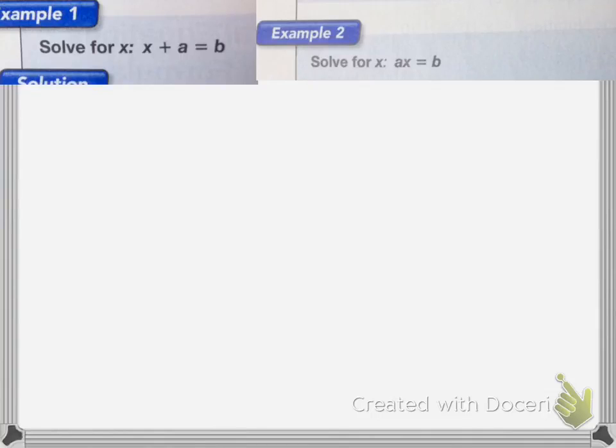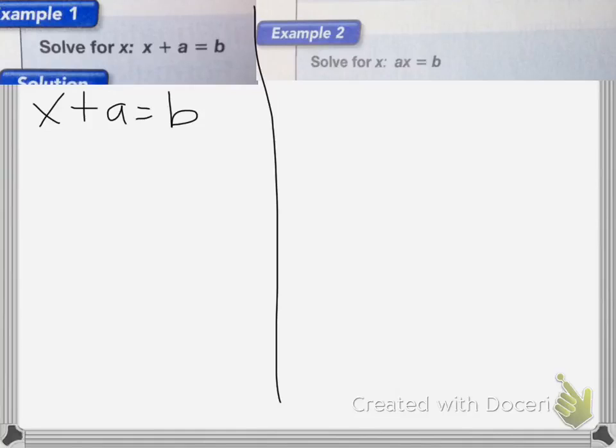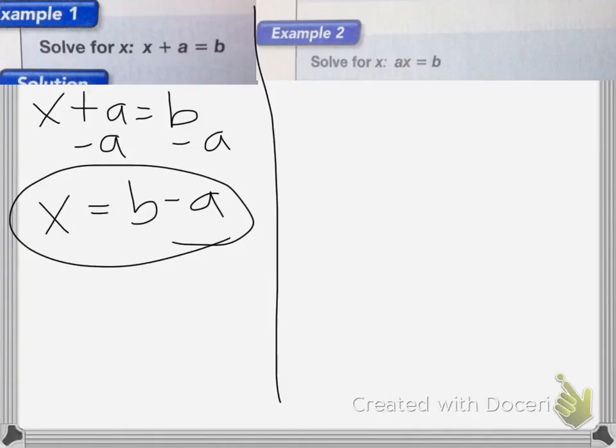So if I want to solve for x, I have two examples here. Solve for x, and x plus a equals b. We're going to solve for x by isolating x on one side of the equation. To do that, I'm going to subtract a from both sides. So I end up with x equals b minus a. And that's my answer.